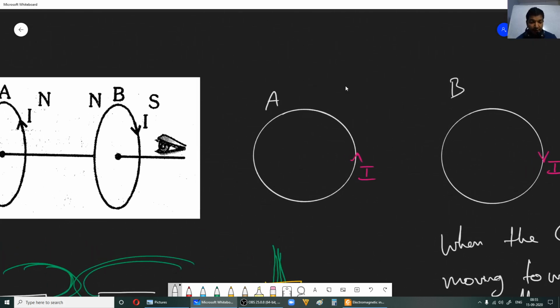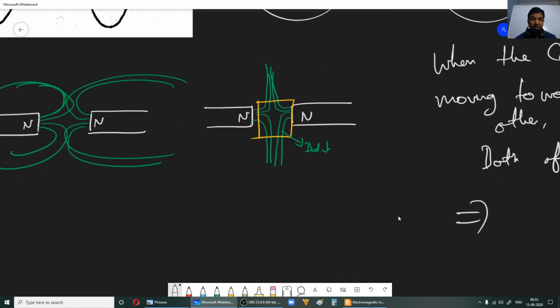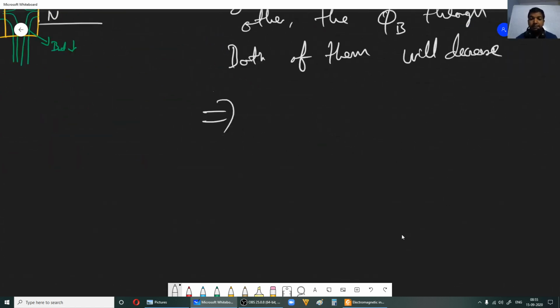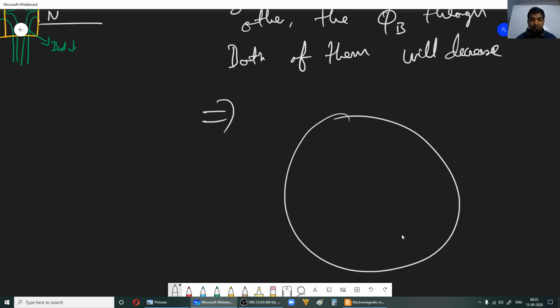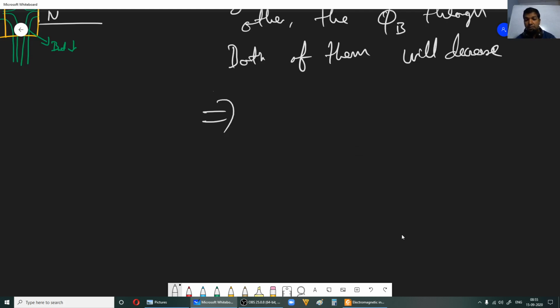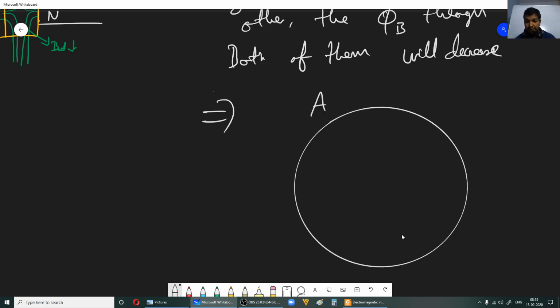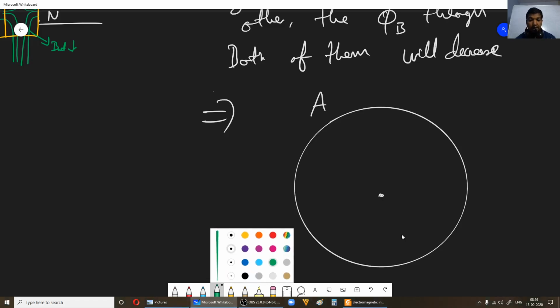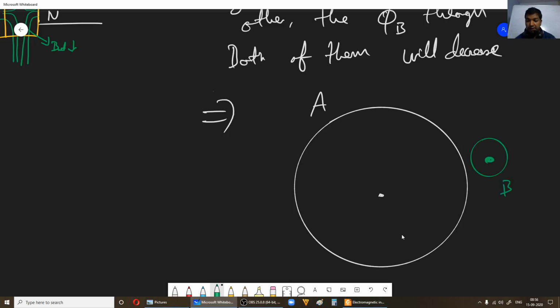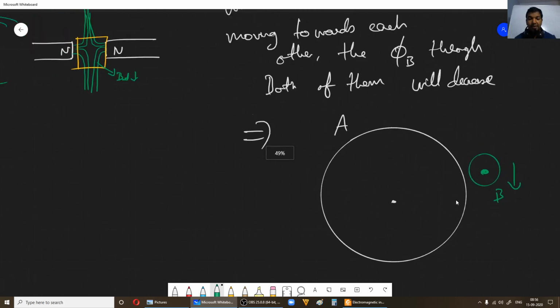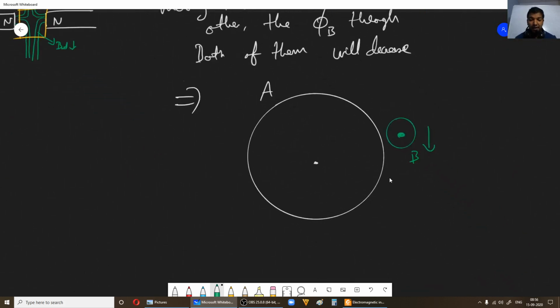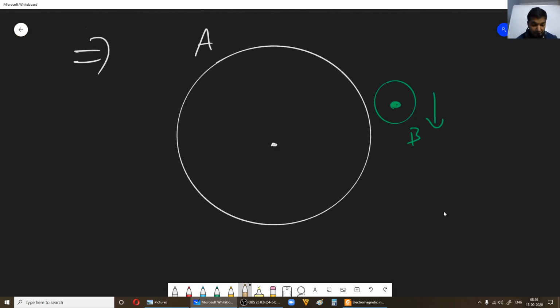If you consider coil A, the current earlier, before moving, let me write a diagram again. So this is coil A. Now the magnetic flux is this way, but it is decreasing. Magnetic flux is this way and it is decreasing. How is the sense of the current? The sense of the current with respect to the observer is anti-clockwise, in coil A.